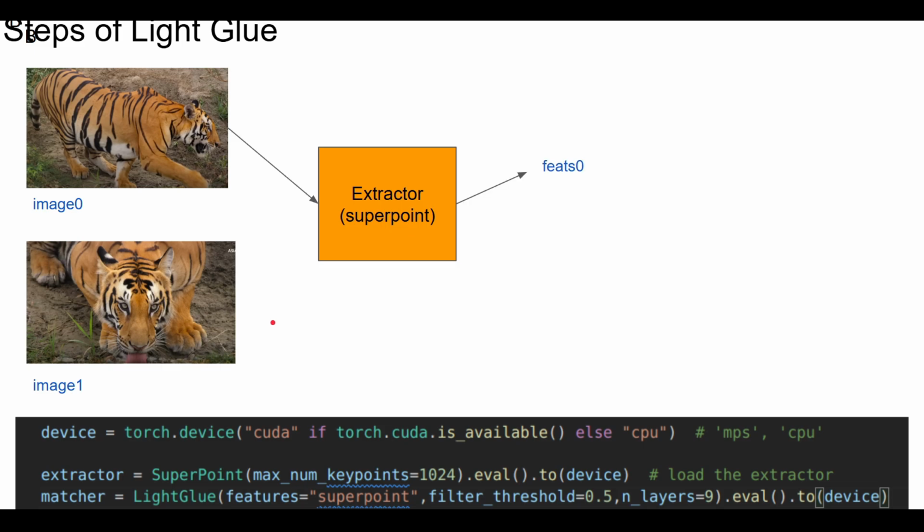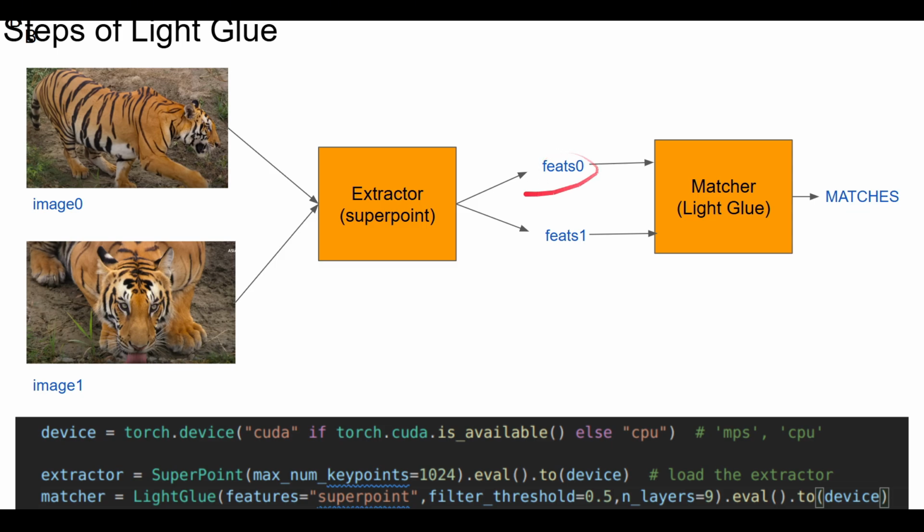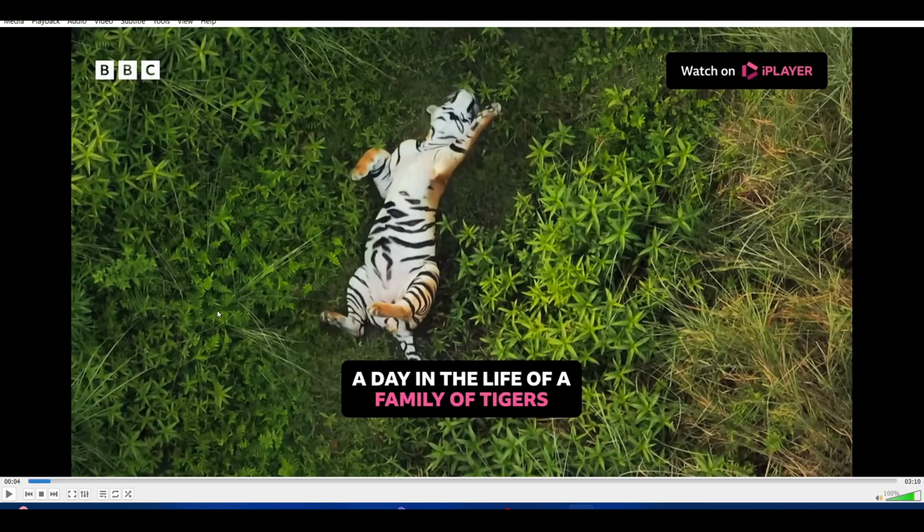We first use our images in the SuperPoint extractor to get feature 0, and for both the images we do the same. Then we pass both these extracted features to the matcher, the LightGlue, and finally we get the matches. Now let me show you a practical demo.